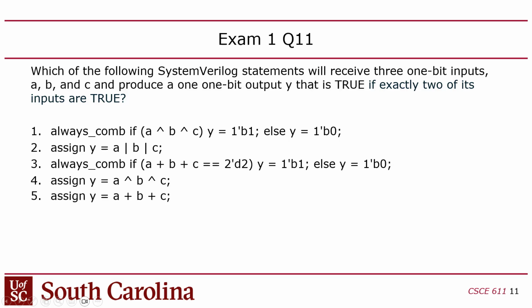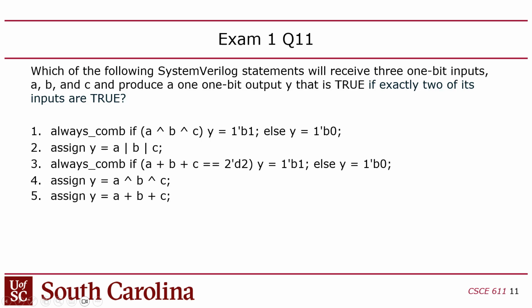Number 2 says assign y equals a or b or c. That would be true if 1, 2, or 3 of the inputs are true, so that doesn't work. Third option says if a plus b plus c equals 2, then y equals 1, else y equals 0. That looks right, right? We're basically adding all 3 values, like a 3-input adder, and if 2 of the inputs are 1, then the sum would be 2. So I think that one's good.